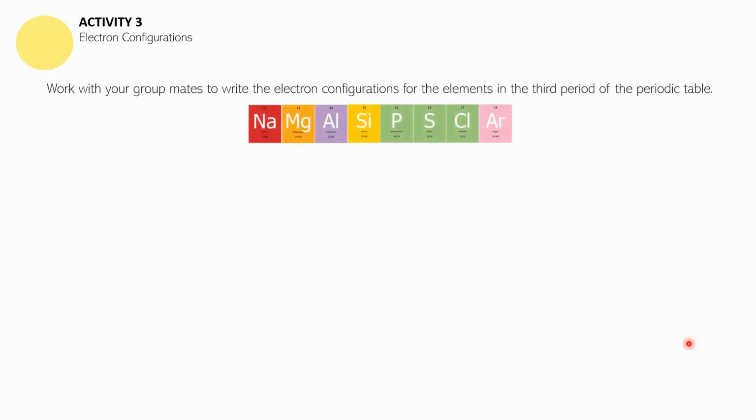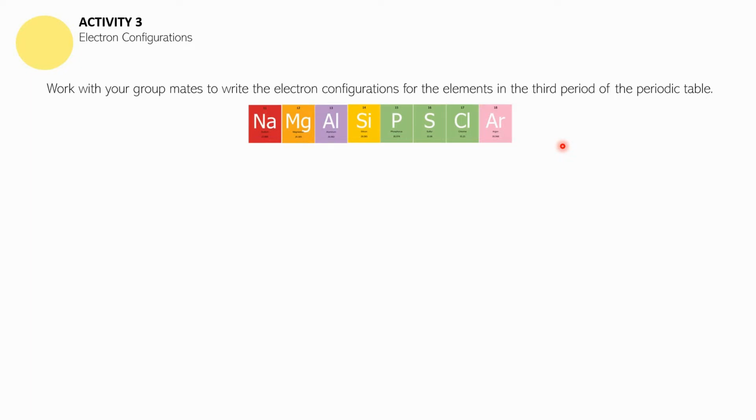And so the first thing you need to do is work with your group mates, or you can work by yourself, to write the electron configurations for the elements in the third period of the periodic table. Again, you can work in groups. You can also work individually. And so these are the elements in the third period that I am talking about. So sodium, magnesium, sa may bandang, makikita nyo yan, bandang left, so may left side. And then aluminum, silicon, phosphorus, sulfur, and chlorine, as well as argon. Write the electron configurations for these elements on your answer sheets or in your notebooks. If you need more time, you can pause this video.